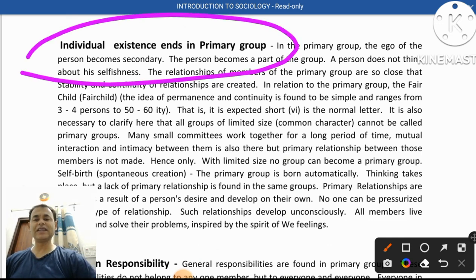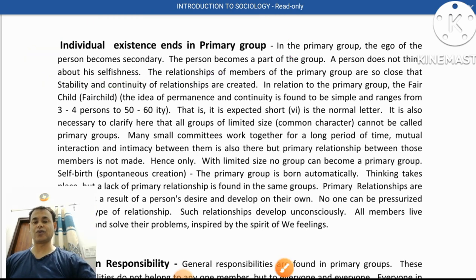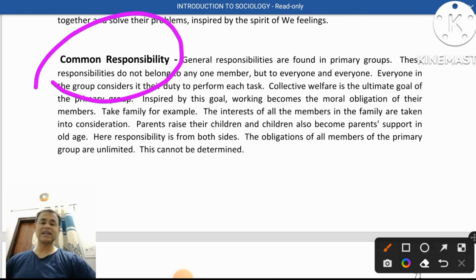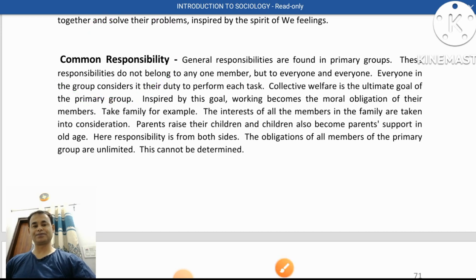In the primary group, the ego of the person becomes secondary. The person becomes a part of the group. A person does not think about his selfishness. So, common responsibility: in the primary group, general responsibilities are found. These responsibilities do not belong to any one member, but to everyone. Everyone in the group considers it their duty to perform each task. Collective welfare is the ultimate goal of the primary group.